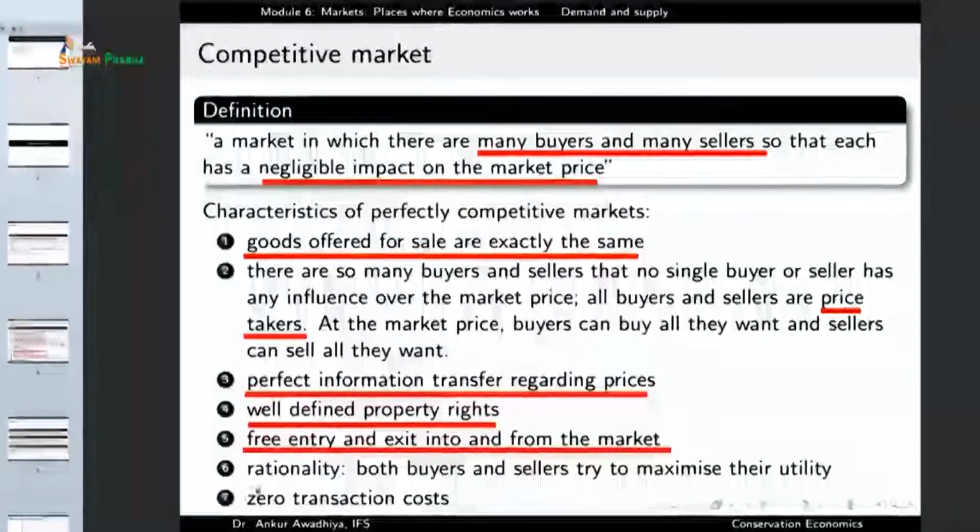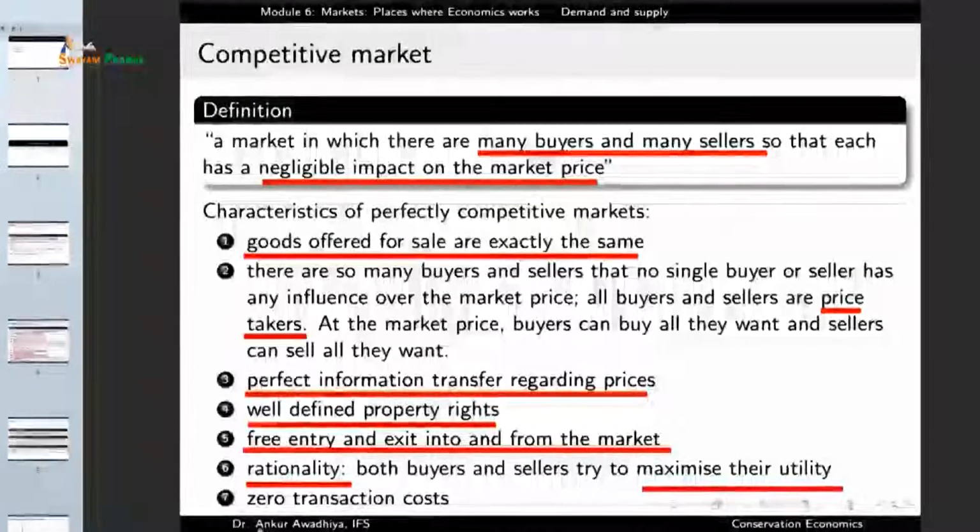Then it assumes that there is rationality. Both the buyers and the sellers are trying to maximize their utility. Now, we have seen before as well that economics assumes that everybody is a rational decision maker. And in the case of a perfectly competitive market, we assume that everybody is a rational thinker, the buyers as well as the sellers. Both are acting to maximize their utility, they are trying to maximize their welfare.